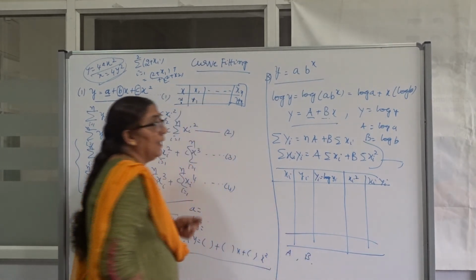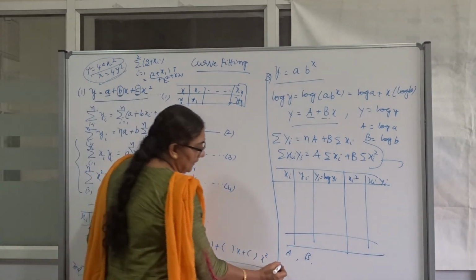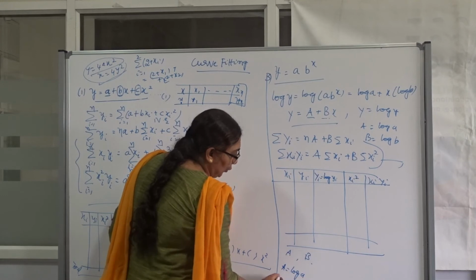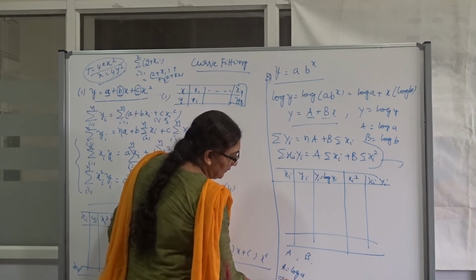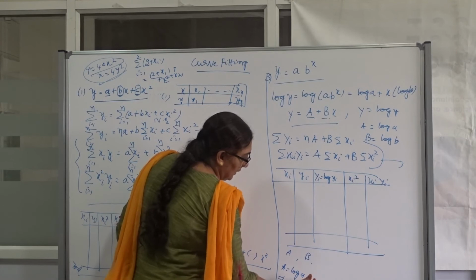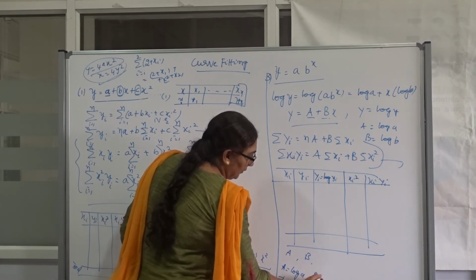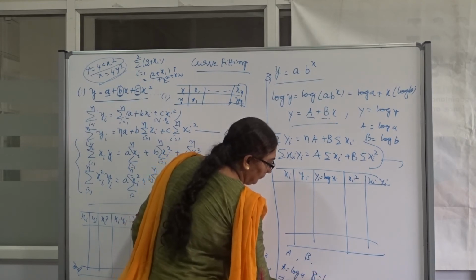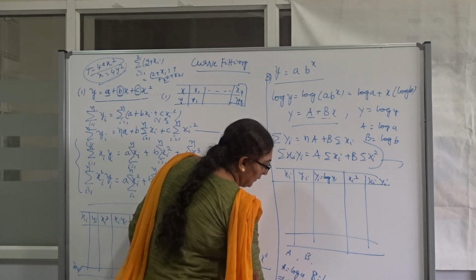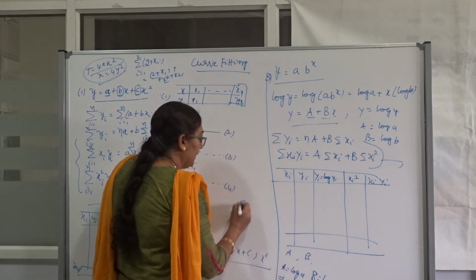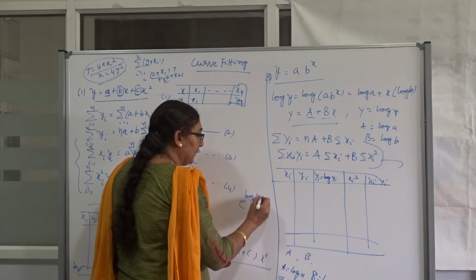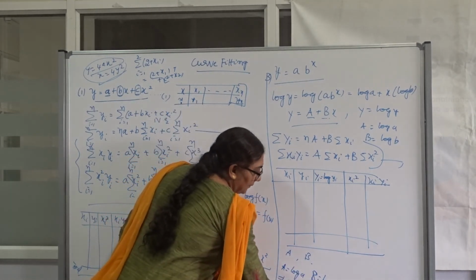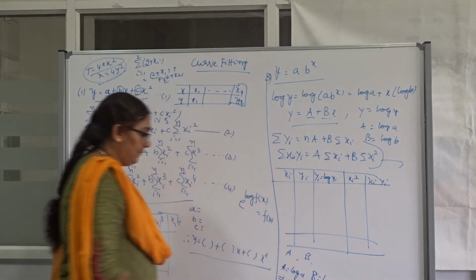But keep in mind, I require small a and small b. What is capital A? Capital A is equal to log a. How to remove the log? Take exponential. That implies a is equal to e power of capital A. Similarly, capital B is equal to log b. Capital B equals log b. What is my b value? Take exponential, because e power of log of f of x is, as you already know mathematically, f of x. Therefore, b is e power of capital B. Using this, we have to find out.